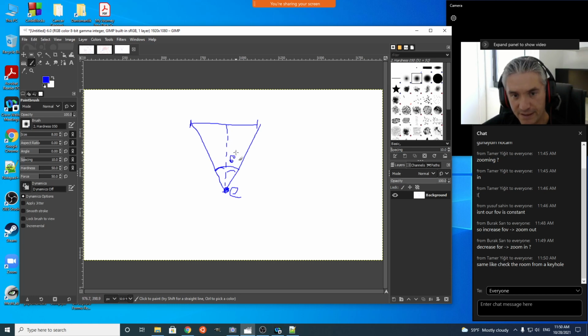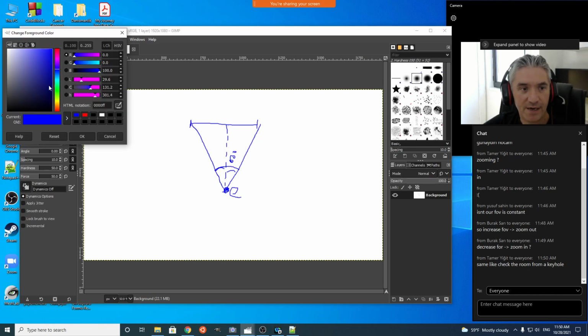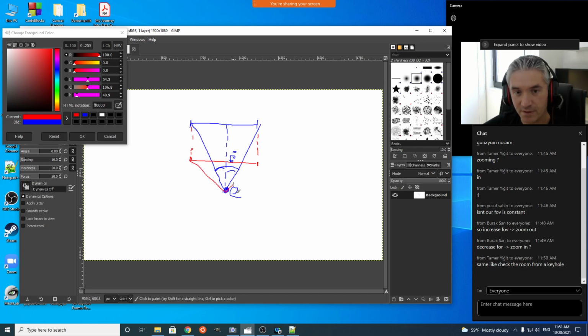Okay, so if this is 60 degrees, imagine what will happen if I move this image window closer to the eye point without changing anything else. They have the exact same length. My image boundaries stay the same. Now look what happened. You see, look at this angle.